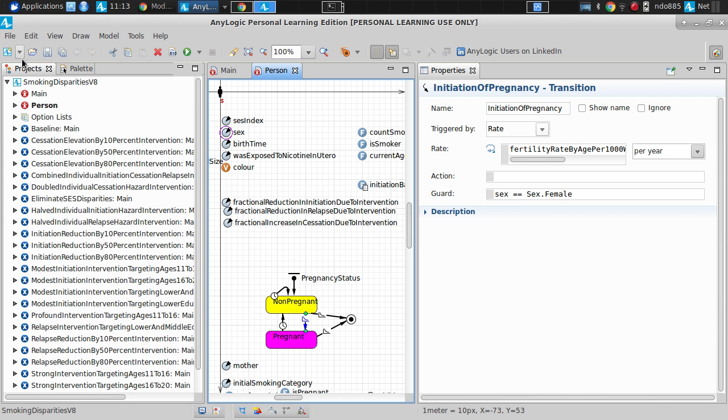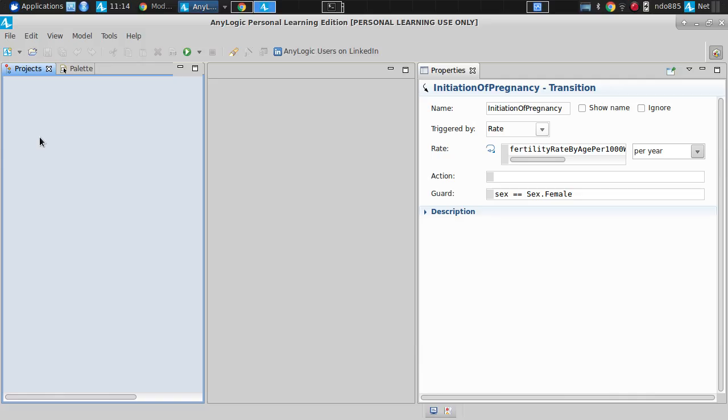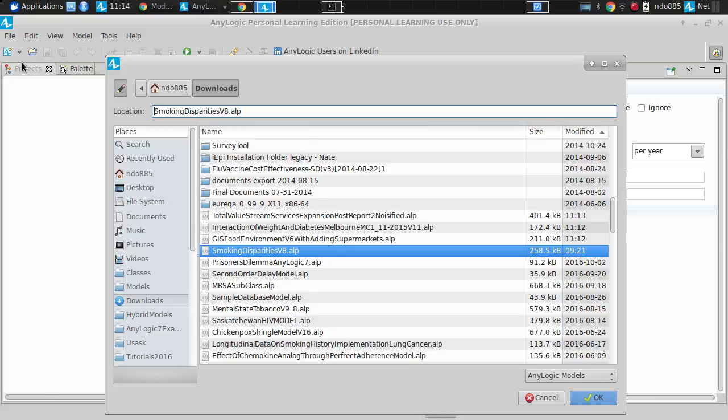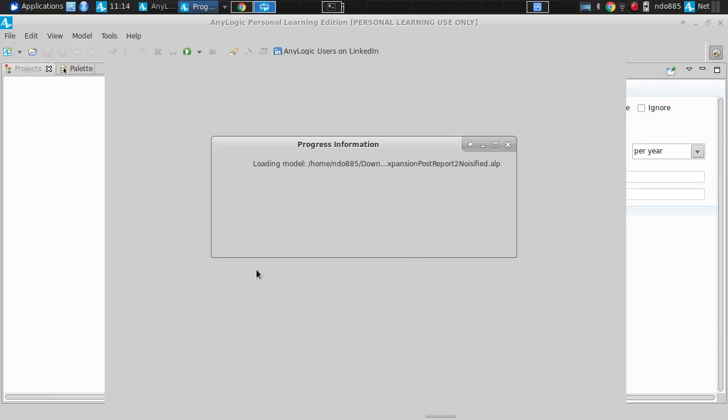So to open them up, we're going to go to AnyLogic, and I'm going to close out. I had this model open. Maybe for you it's already been closed. File, close, okay? We're going to close those things, and now we're going to open one of those other models. File, open, and the first one that I'd like to open will be a contrast to what we've seen already. And this will be this total value stream services expansion, okay?